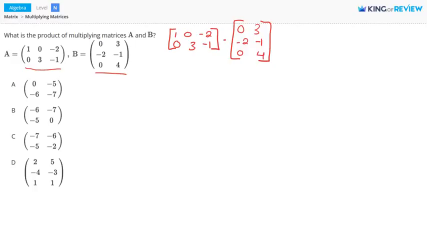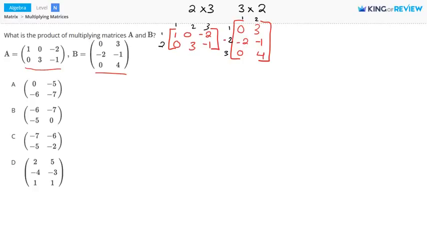So let's look at the dimensions of these two matrices. Matrix A has 2 rows and 3 columns. So this would be a 2 by 3 matrix. Now let's look at matrix B. Matrix B has 3 rows and 2 columns. So this would be a 3 by 2 matrix.